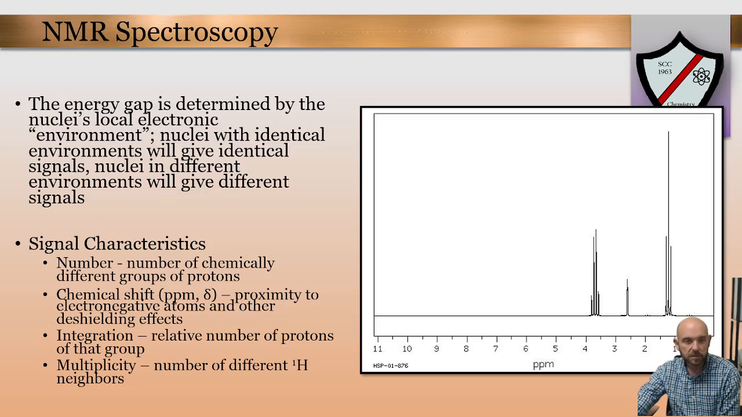I can determine the integration, which is usually done electronically for us these days, and that will tell me how many relative protons we're talking about in each group. So remember, I've got three different groups of protons here, and then I can figure out how many protons each group contains by determining the area underneath those peaks. And then I'll talk about finally what we mean by neighbors at the end of the notes here.